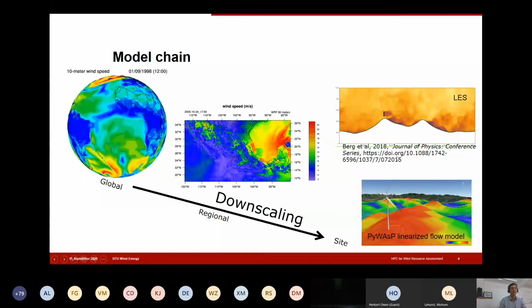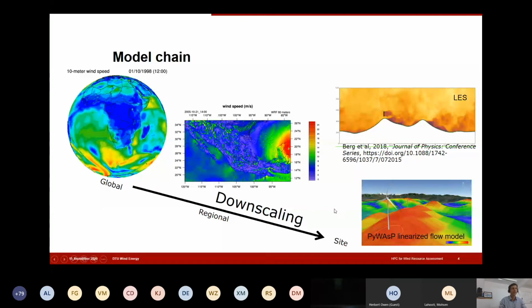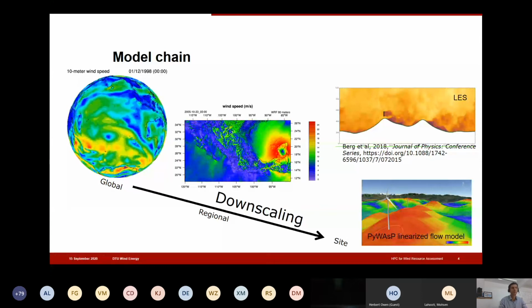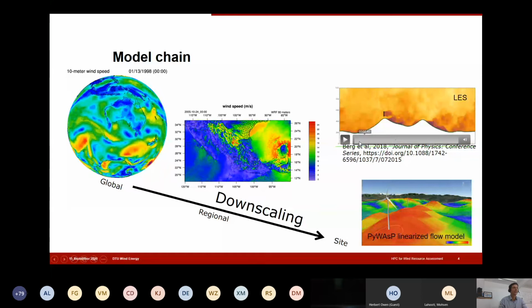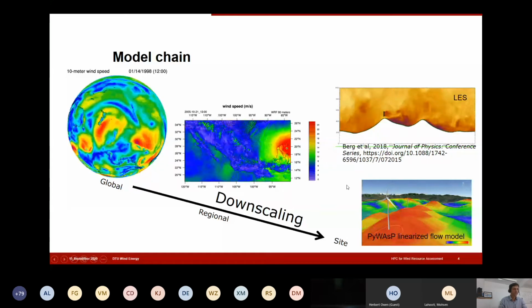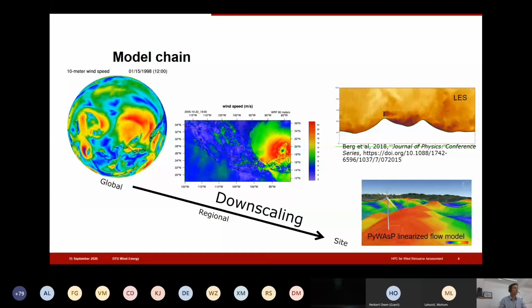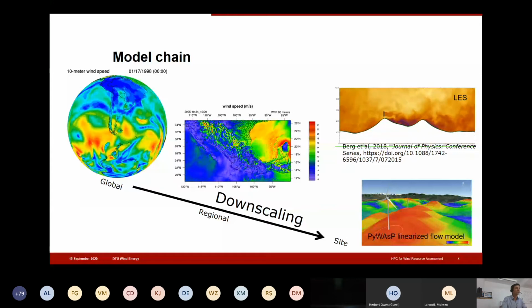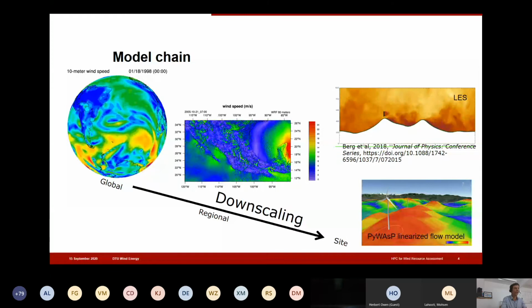Or we can also use LES modeling to tell us something about the variability on scales and timescales relevant to wind turbines. So I can actually press that animation. This is from Berg et al., from 2015. So this is a whole model chain for downscaling, and it requires a lot of high performance computing.